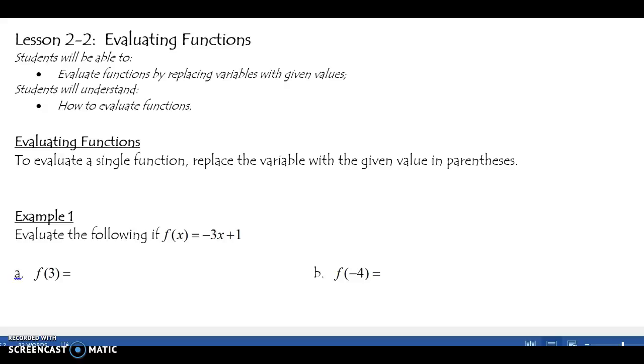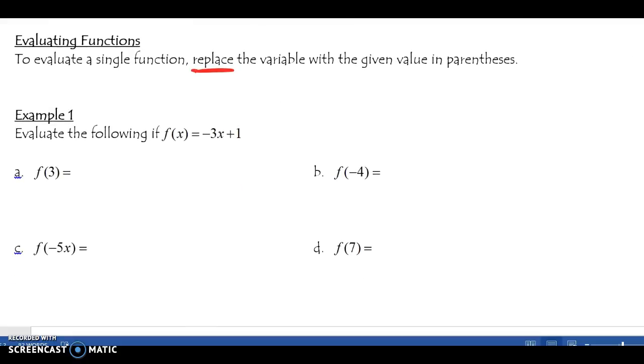Okay, this is our lesson on evaluating functions, lesson 2.2. You have these notes. You should complete these in your notes as we go along in this video. So the goal of this lesson and these examples is to teach you how to evaluate functions by replacing variables with given values and expressions, and overall you should understand how to evaluate functions. So really the key here is replace. You're going to replace a variable with a given value or expression in the parentheses.